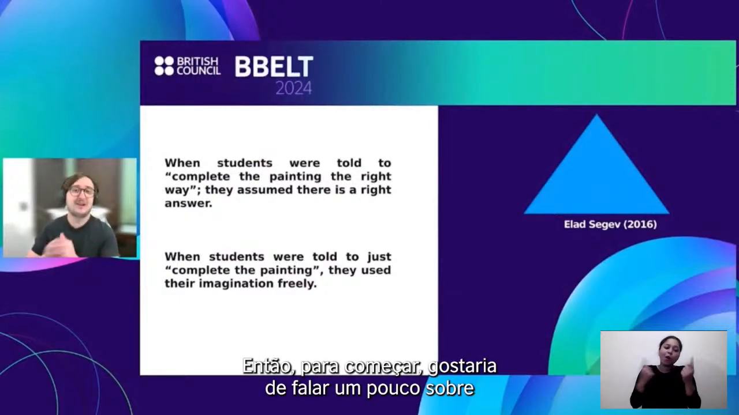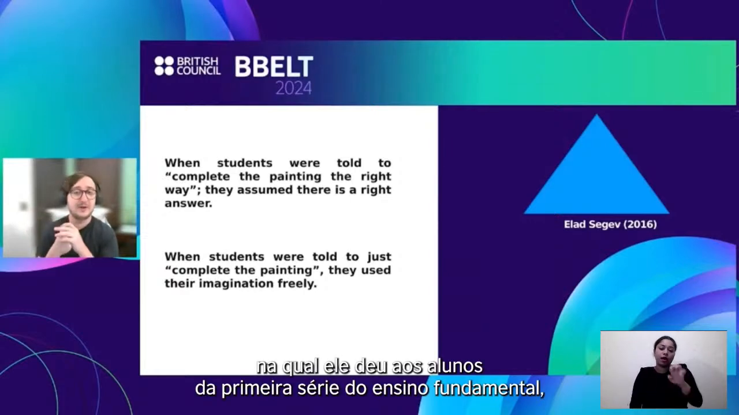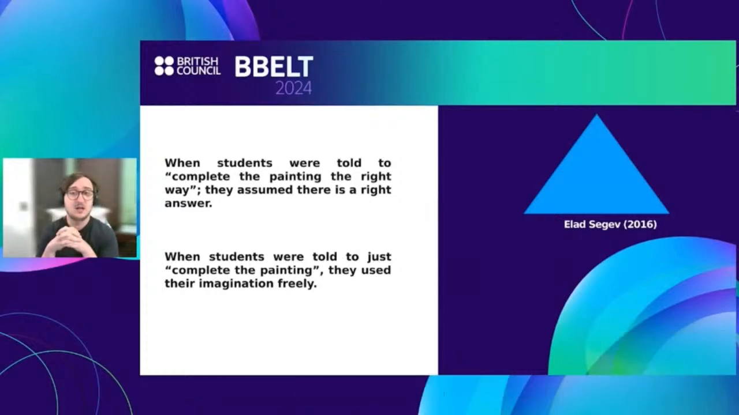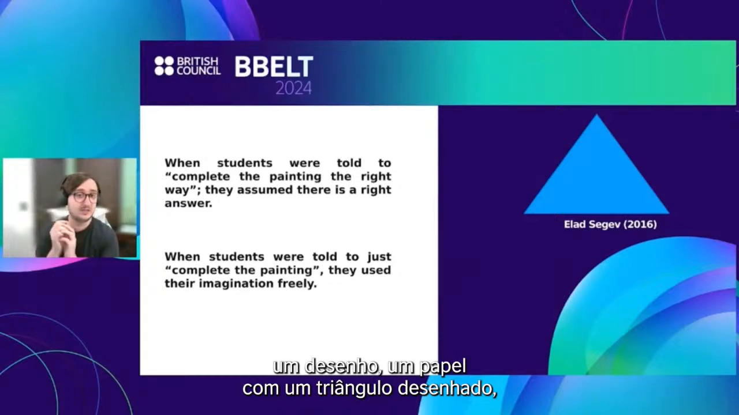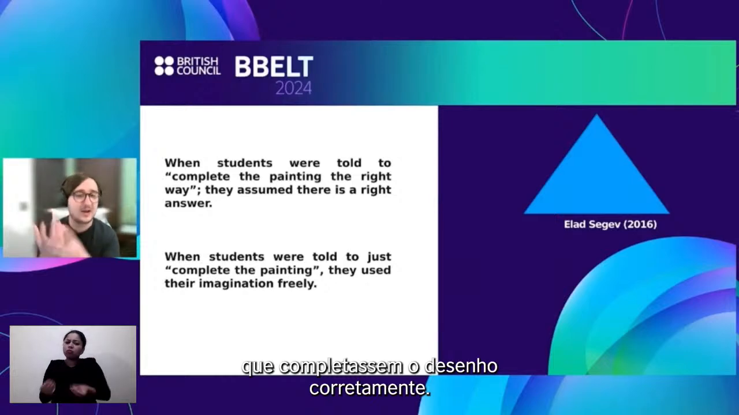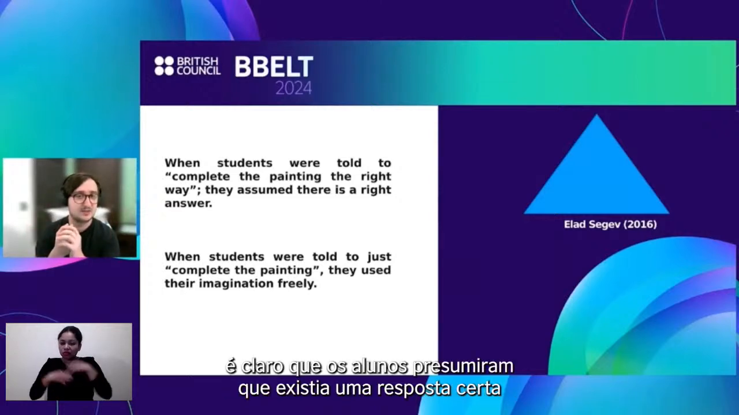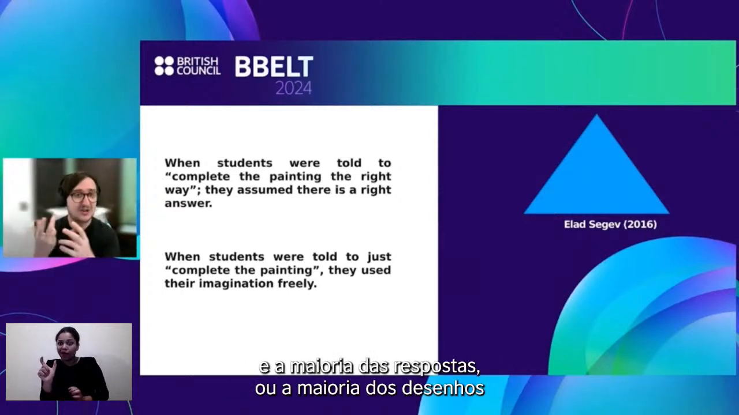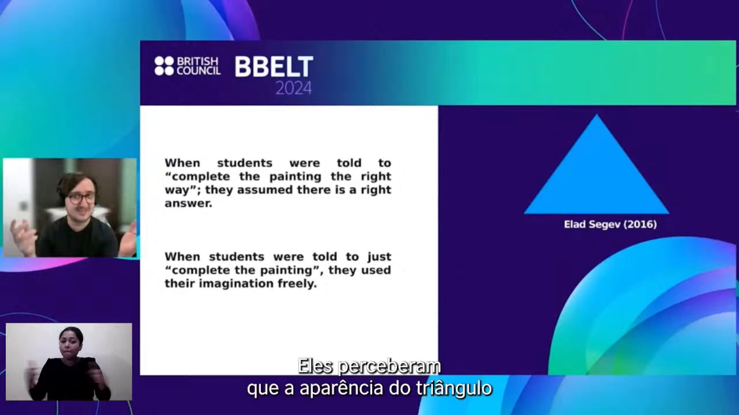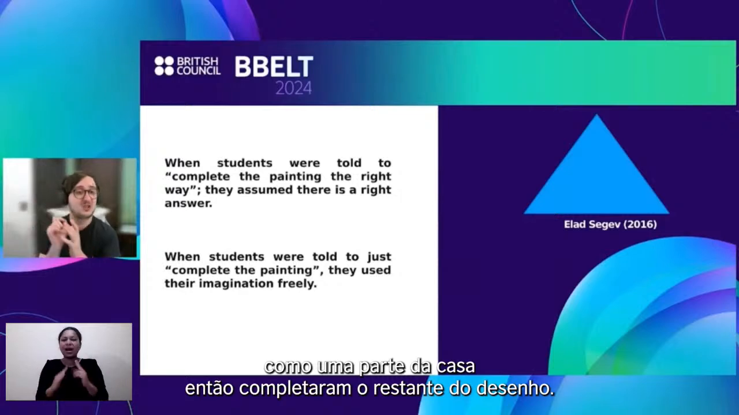So to start, I'd like to talk a little bit about this research from Segav, where he gave first grade students, elementary students, a drawing, a paper with just a triangle in it. He gave it to the students and asked them to complete the painting the right way. When he used this word, the right way, of course, the students assumed there's a right answer, and most of the drawings were actually houses. Yes, they realized that the triangle looked like the start of a house, so they just finished the drawing.